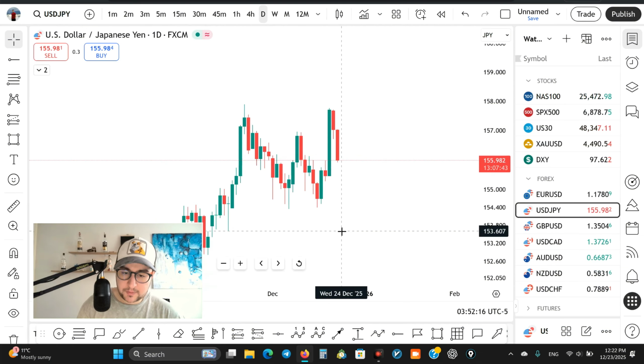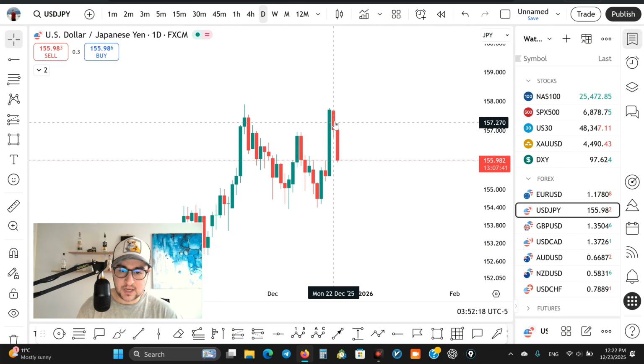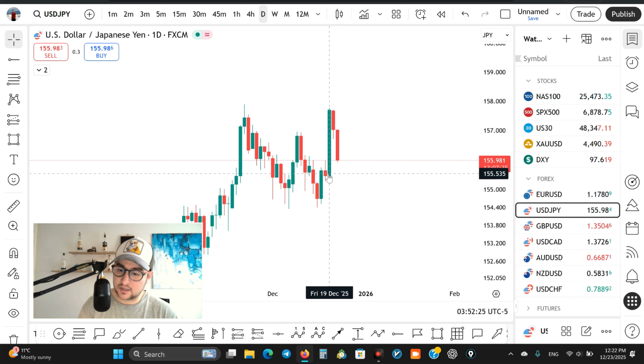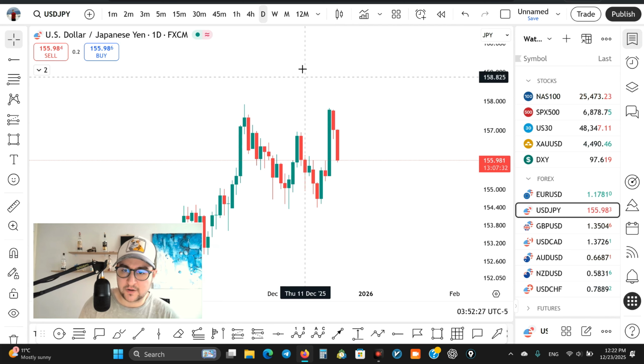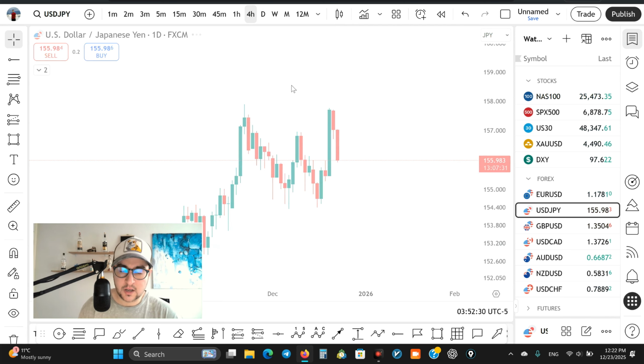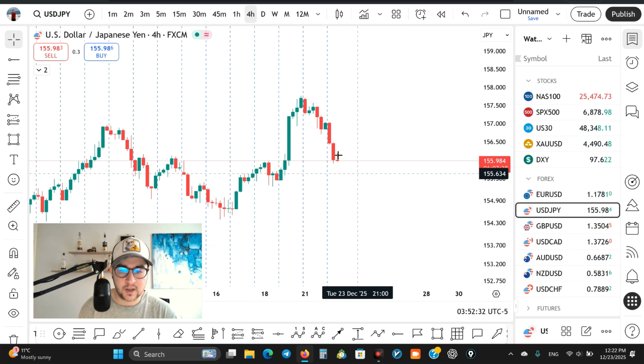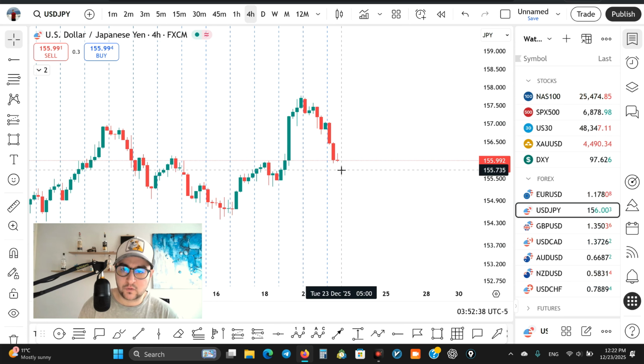On USDJPY, as you can see here, the previous day's candle did not sweep either side of this candle. In this situation we should go to the 4 hour time frame to see what the condition is. In the 4 hour time frame, as you can see, we have strong bearish candles, and we can say that we are bearish on USDJPY for today.